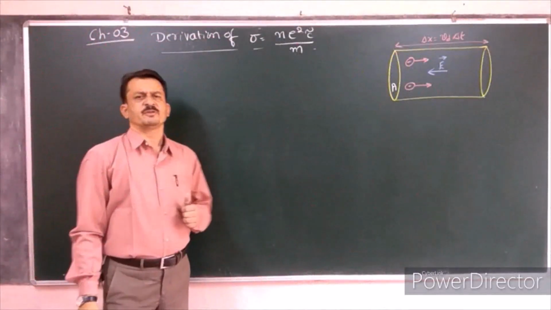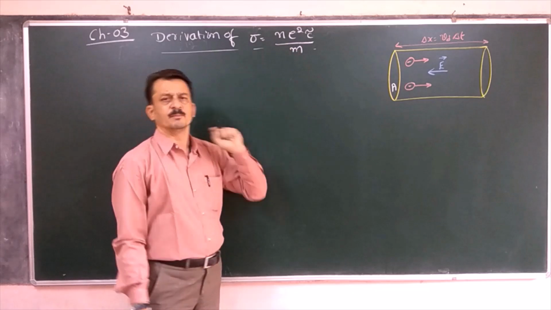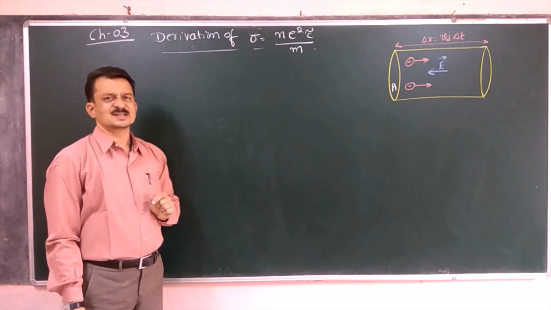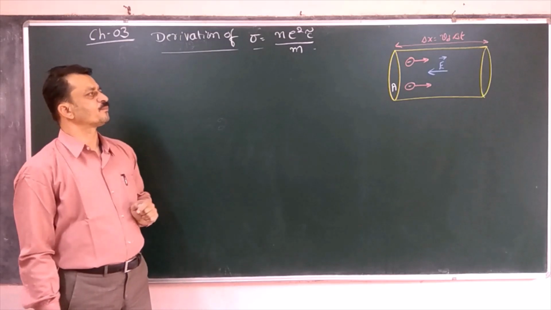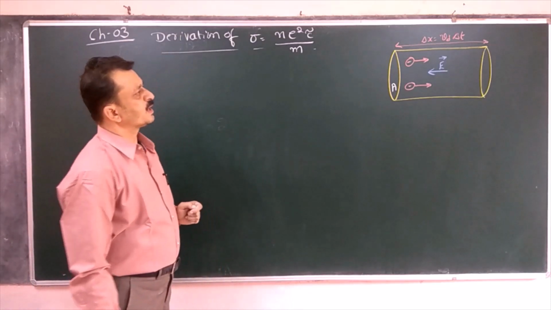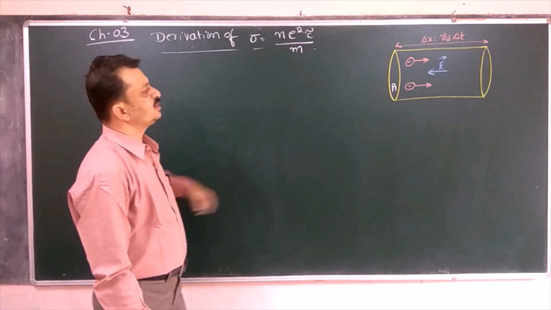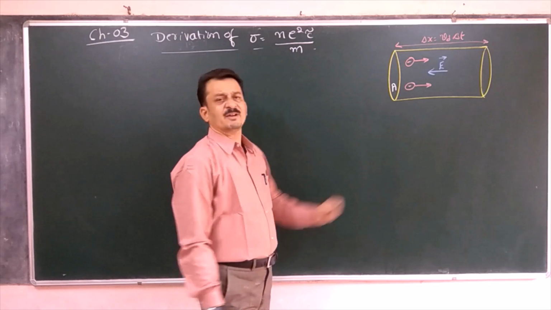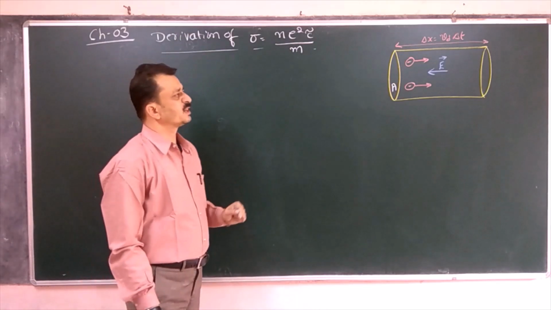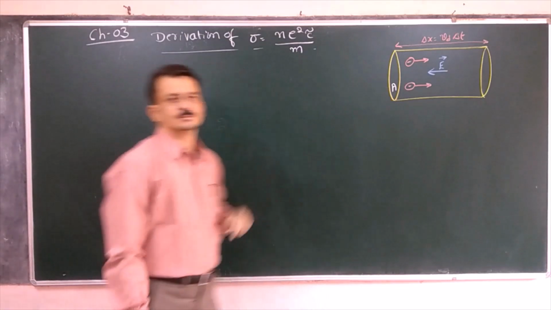Now one more important derivation: sigma is equal to n e square tau divided by m, that is the expression for conductivity in the case of a conductor. For that one, we will consider a simple diagram here. A conductor of length delta x, area of cross section A. Whenever an electric field E is applied, the electrons get accelerated as shown in the diagram.